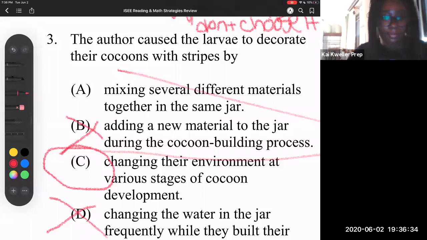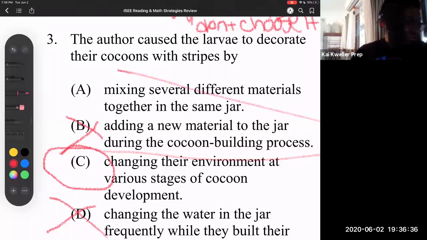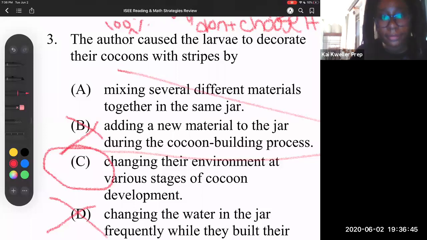100%. 10, yes, I love it. 10% cause, 20% cause, 99% cause, 100%. You have to choose a definitive answer. The author 100% caused. The author absolutely caused. Do you see that? Don't pick an answer that's maybe, because you know it's like a trick, right? They're trying to trick you.